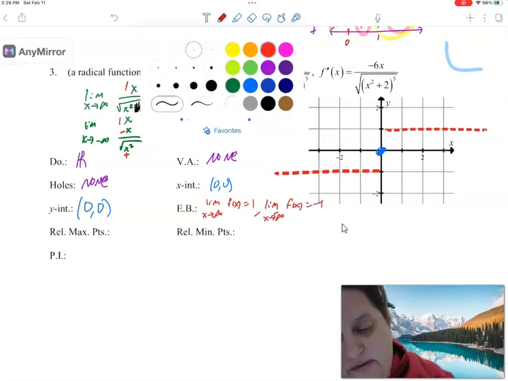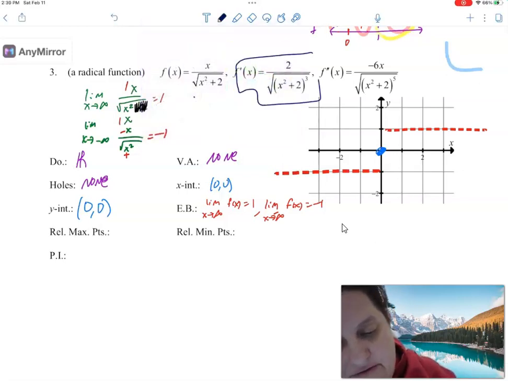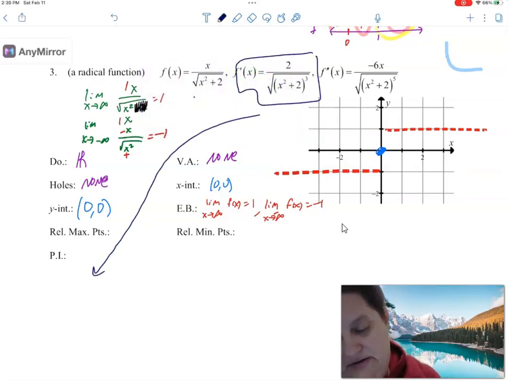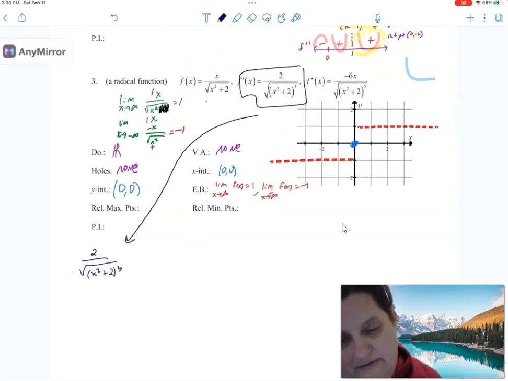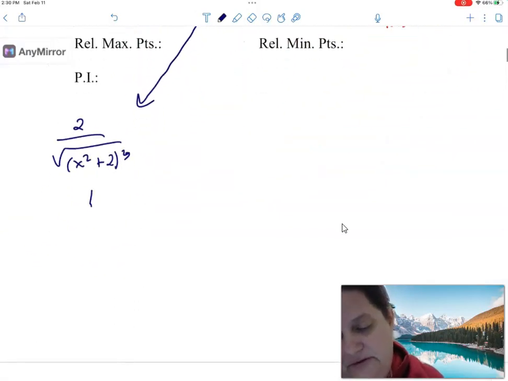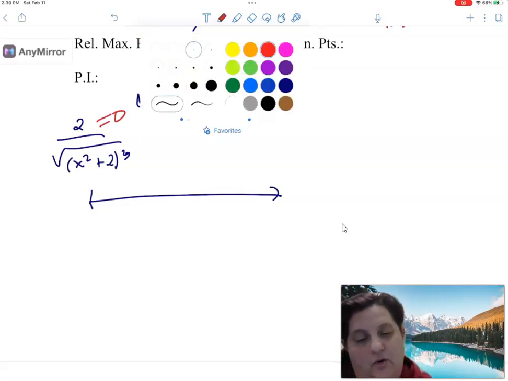Okay? Then I need to do my first derivative test, but I've got my first derivative right here. All right, so it's 2 over the square root of x squared plus 2, to the third. Perfect. You guys, there's no undefined points. If I were to set this equal to 0 on the top, there's no critical points. There's no points at all.